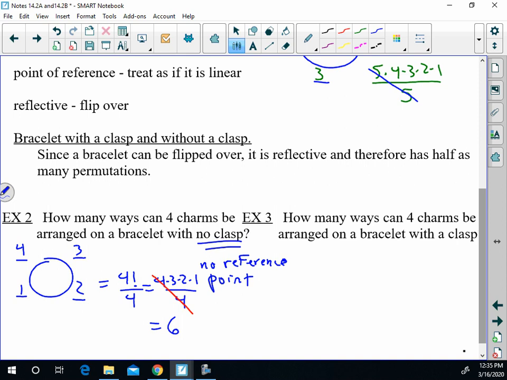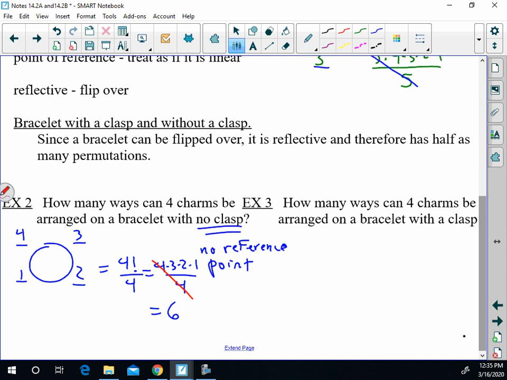However, because it's a bracelet and we can flip it over, at this point we would then divide it by 2, which would give us a grand total of 3 different arrangements. Okay? How does that compare to example 3?